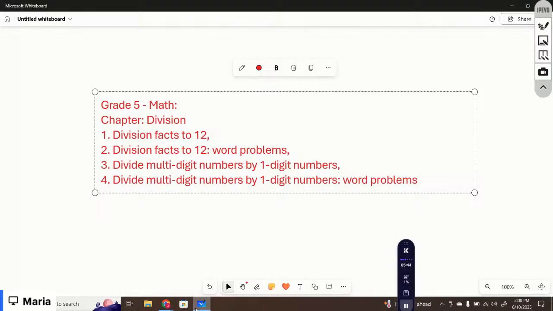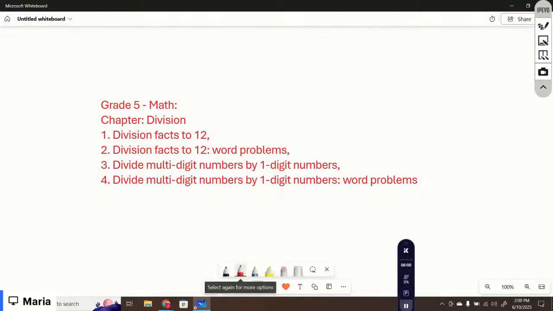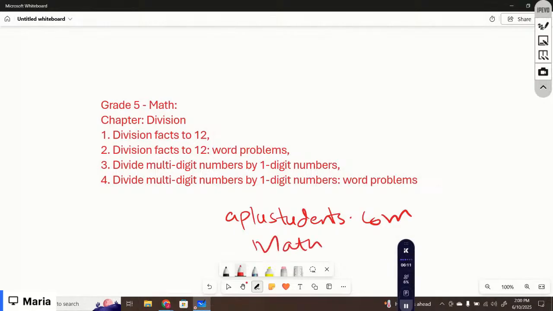We are here for grade 5 math. You can find the lessons on students.com. You have to log in there with your email address and password as provided by the administrator. Then select math from the section tab, scroll down to grade 5 math, and click on the new board lessons. Here you can find the list of the chapters.